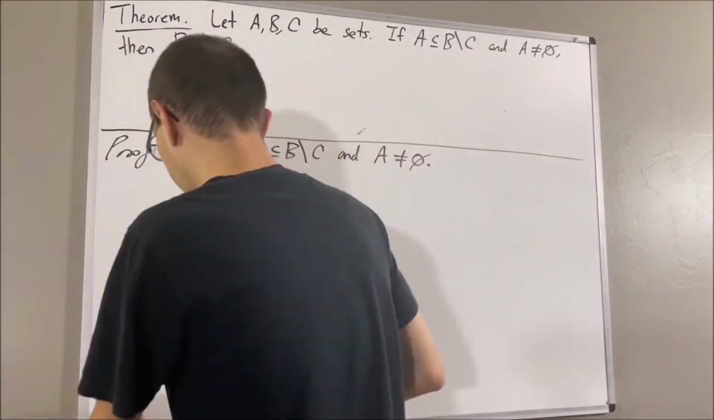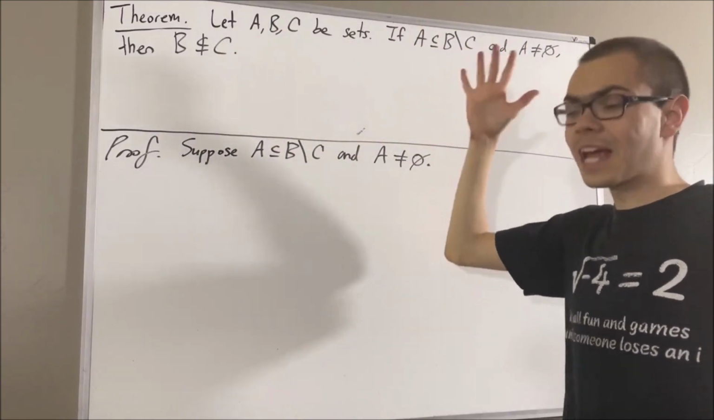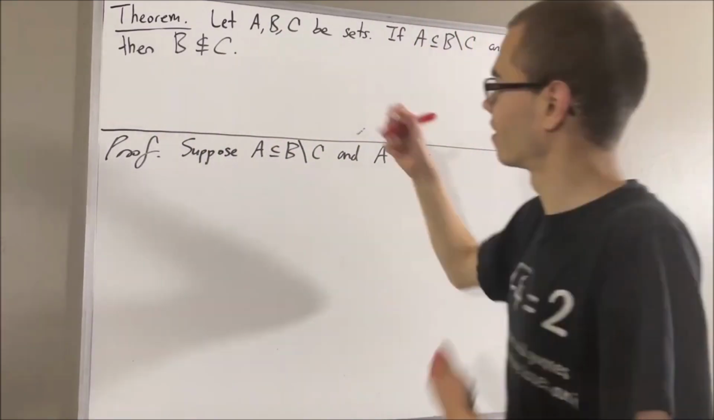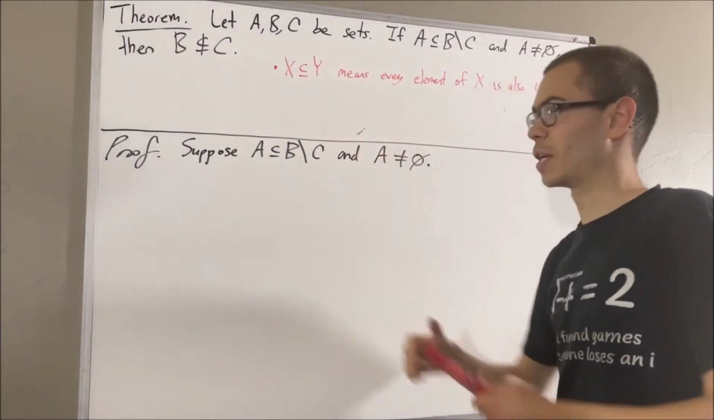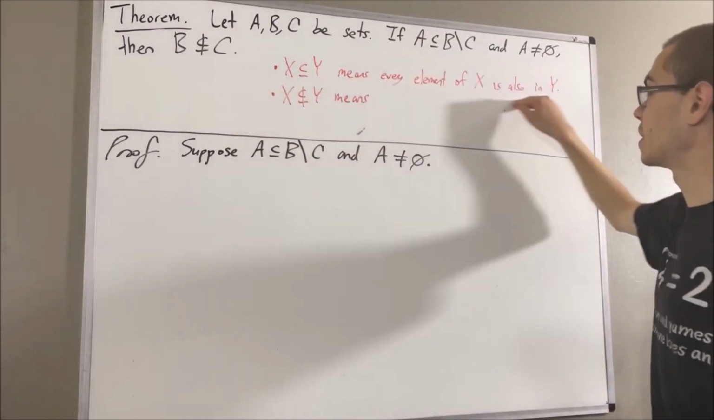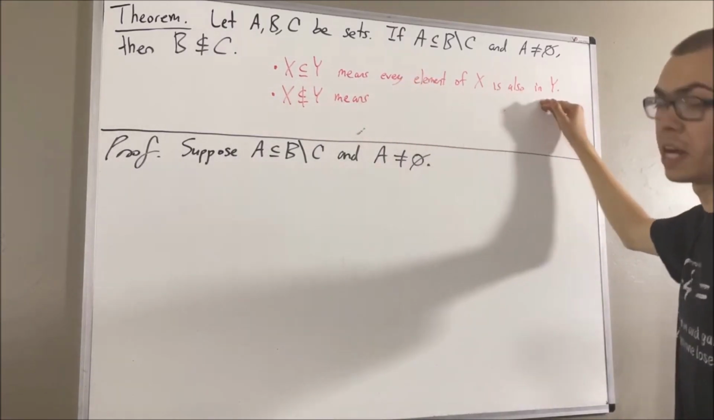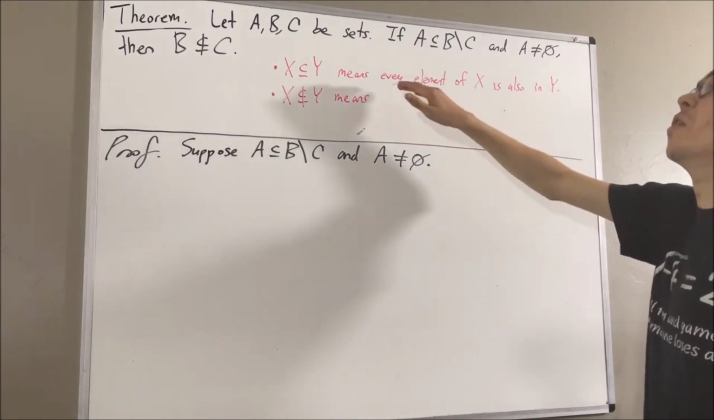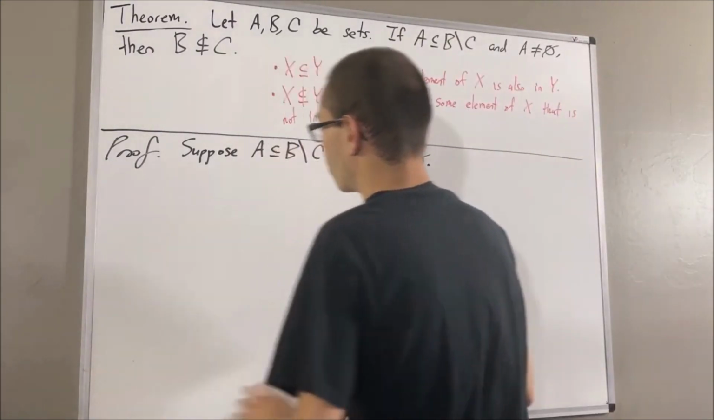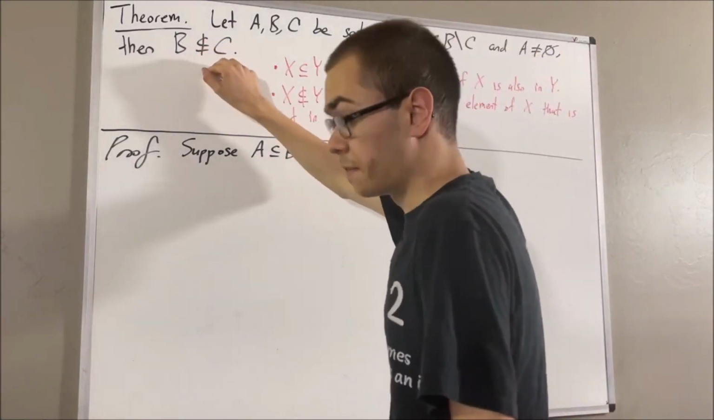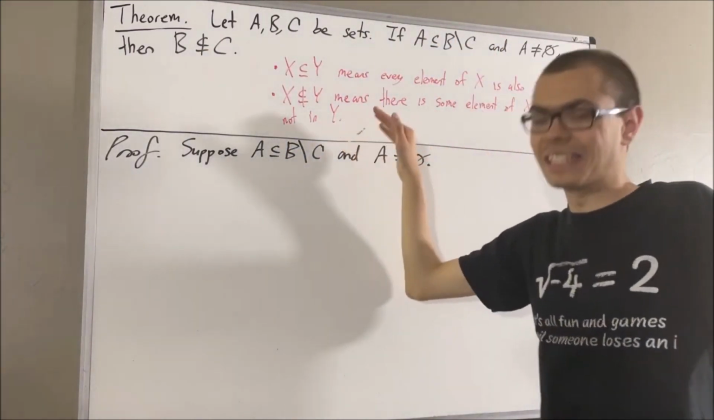Well, if you recall, given any two sets x and y, to say that x is a subset of y means that every element of x is also in y. So then, what does it mean for x to not be a subset of y? It means that this is false, right? So it is not the case that every element of x is also in y. We must instead have that there is an element of x that is not in y. Right? So to show that B is not a subset of C, we're trying to show that there is some element of B that is not in C.